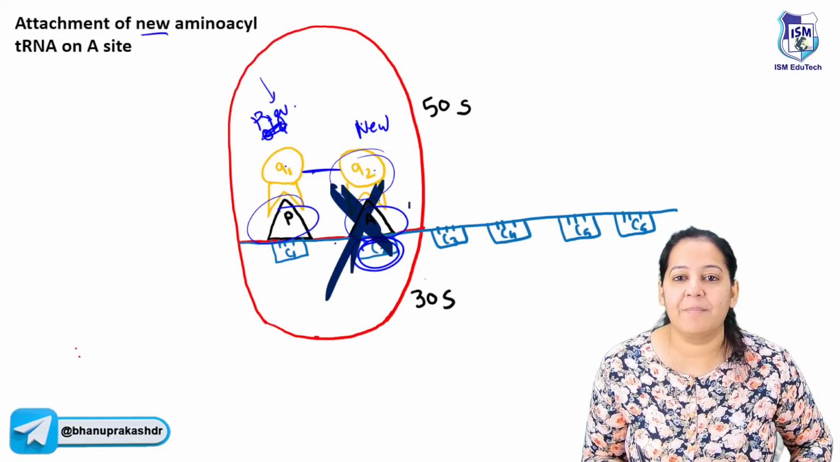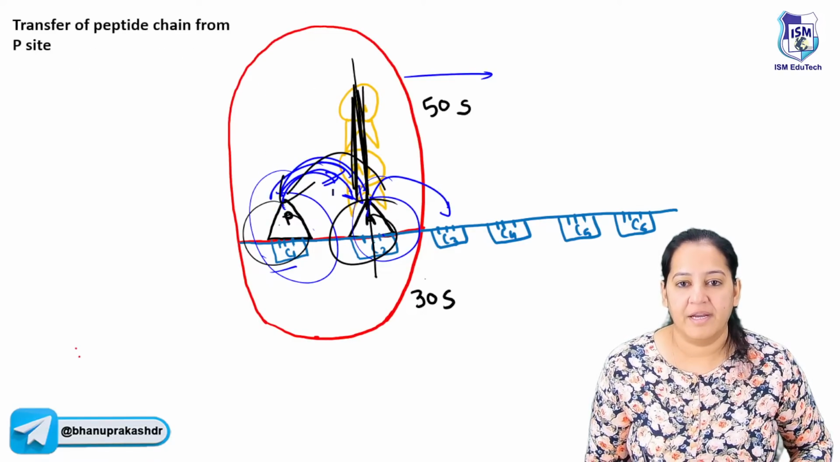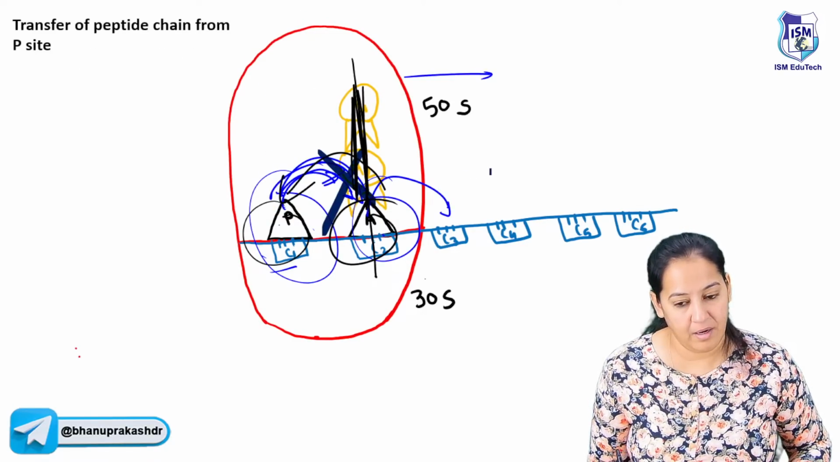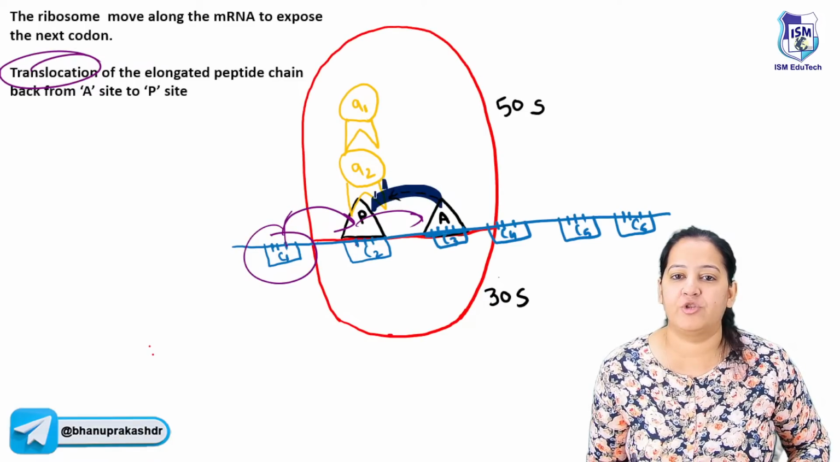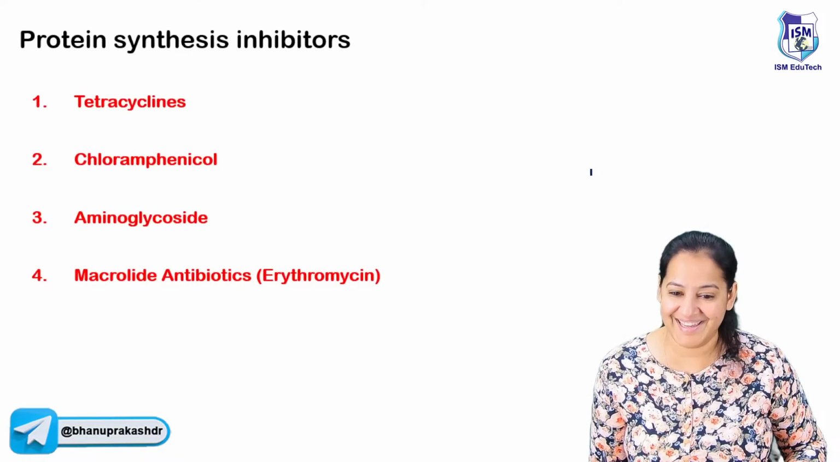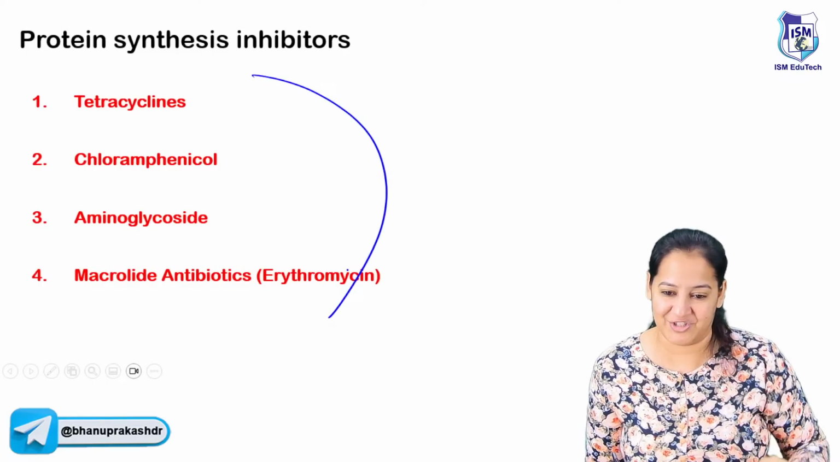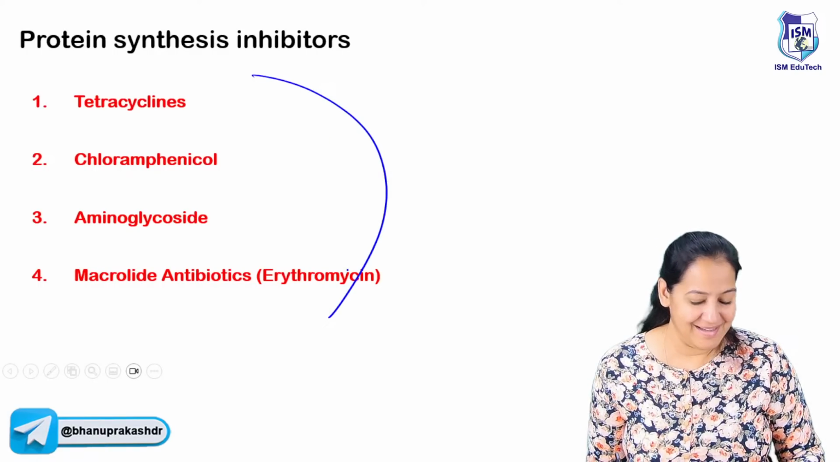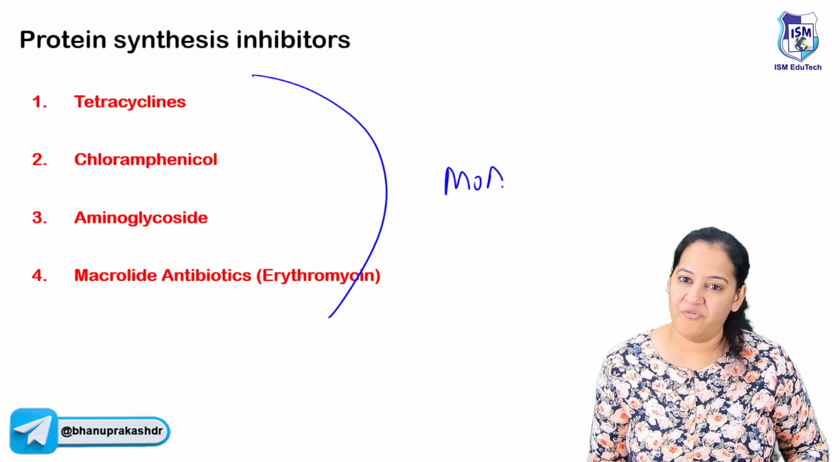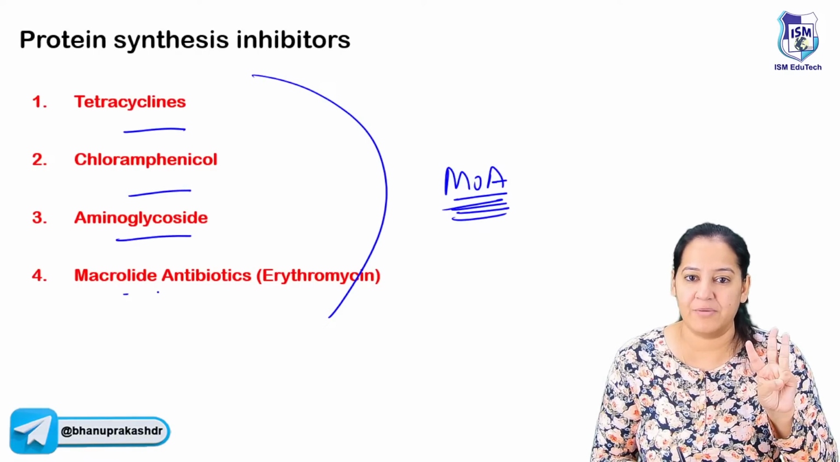The second step is inhibited by tetracycline. The third step, the P to A shift, is inhibited by chloramphenicol. And the last step, A to P, is inhibited by erythromycin. I hope you all got it. Say yes if you all got it. So I taught you the mechanism of action of all 4 drugs together in one shot. Okay, got it? So the mechanism of action of all 4 is done. Say yes. Tetracycline, chloramphenicol, aminoglycoside and erythromycin.